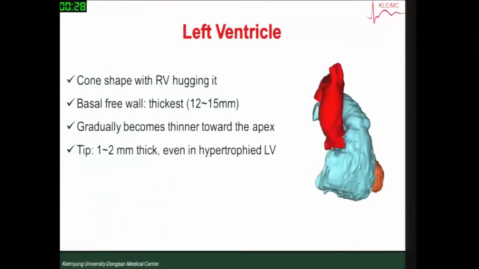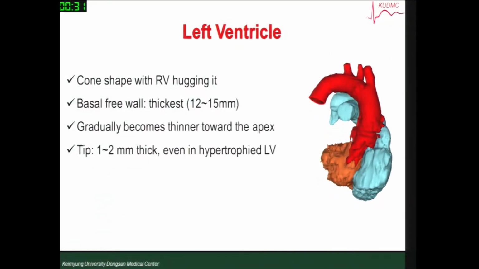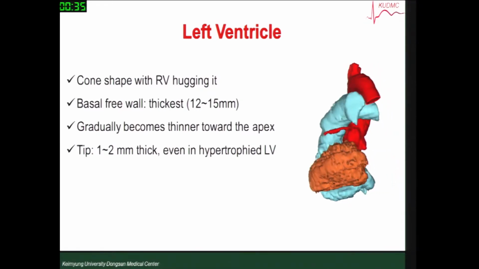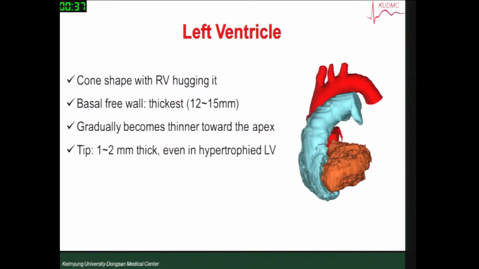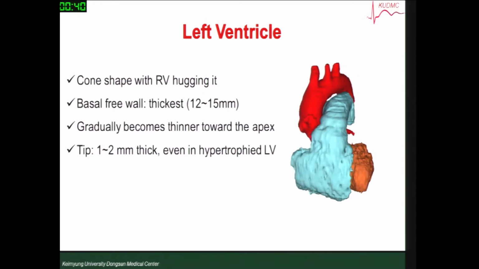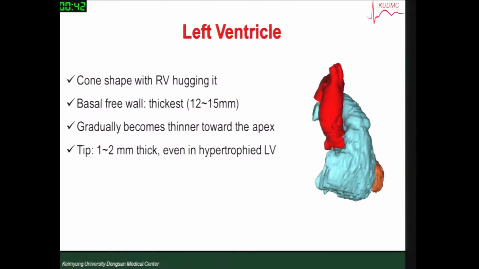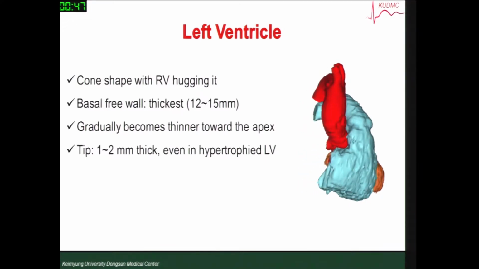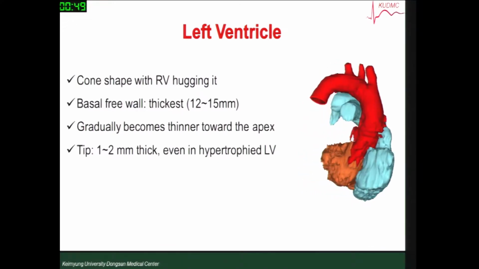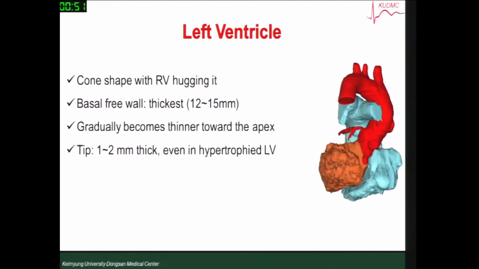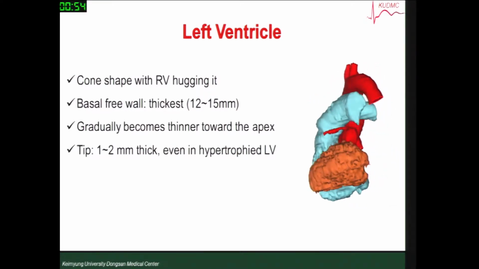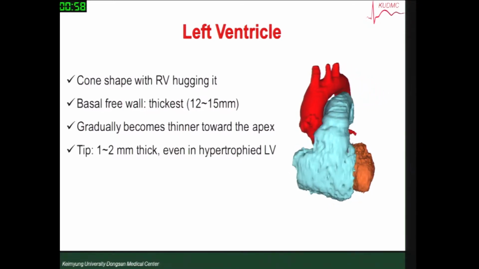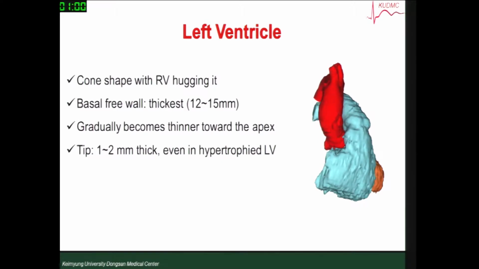The left ventricle is a cone-shaped structure with the RV hugging it. The thickness of the free wall at the base is about 1.2 to 1.5 centimeters, and it gradually becomes thinner towards the apex. As Dr. Park mentioned, the apex is very thin, less than 1 millimeter. It's the same as the LV, so even in a hypertrophied ventricle the apex has the same thickness.